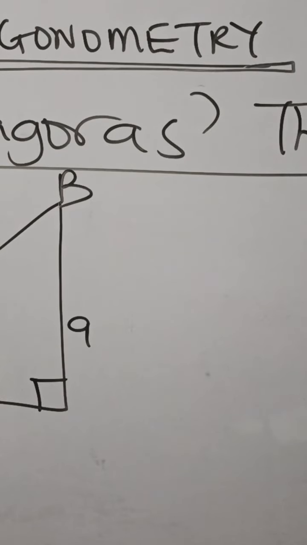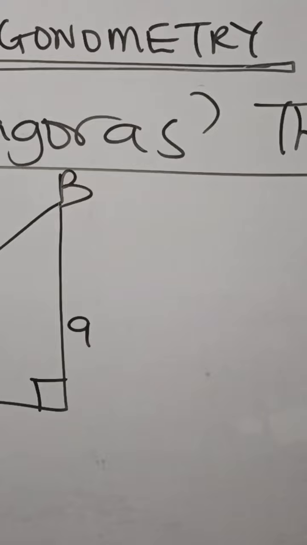Good day. I want us to look at Pythagoras theorem. We should note that we can only apply Pythagoras theorem in a right angle triangle. So if you have a right angle triangle, Pythagoras theorem says that the square of the hypotenuse is equal to the sum of the squares of the other two sides.